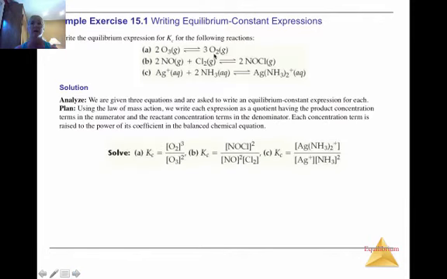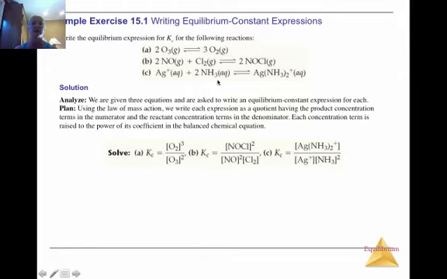The first one, it's only one product and one reactant, so take the concentration of oxygen and raise it to the third power. That's because it has a 3 as its coefficient. And take the concentration of ozone and square it. That's because it has a 2 in its equilibrium equation. So that's how simple it is. I'm going to show you later it gets even simpler.